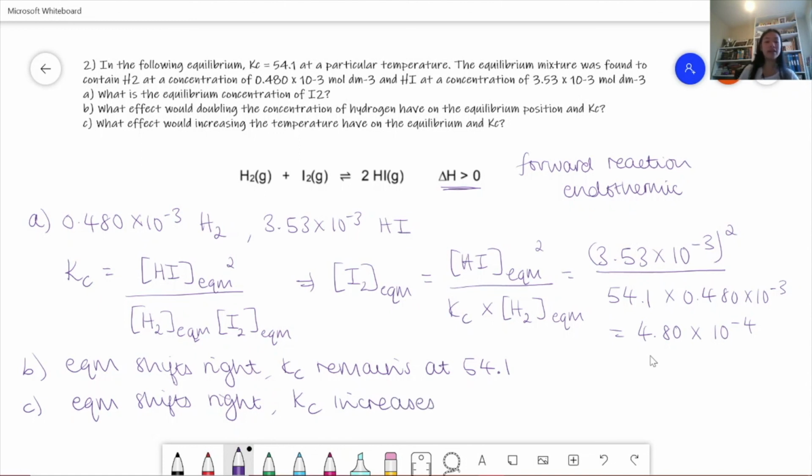Because Kc is the concentration of products over the concentration of reactants. So if the product has increased, that means that this whole fraction will be a lot bigger. So the Kc has increased.